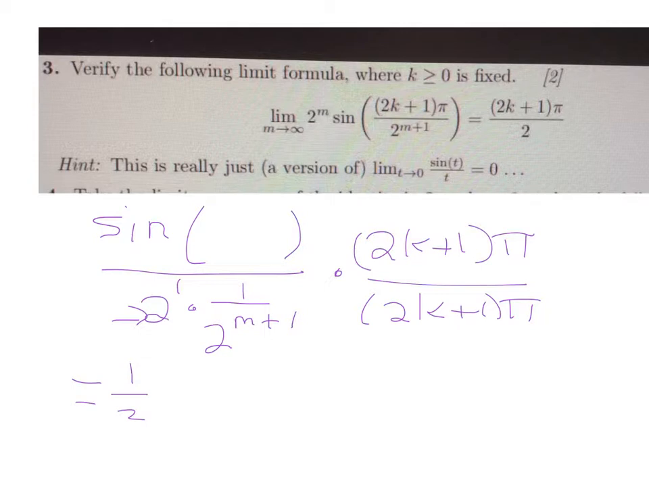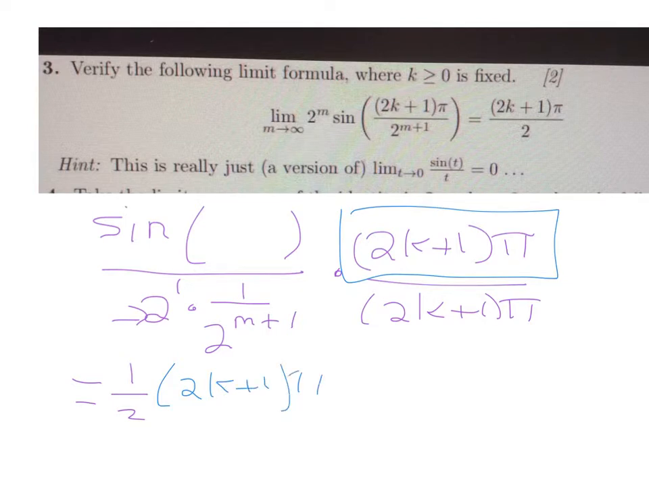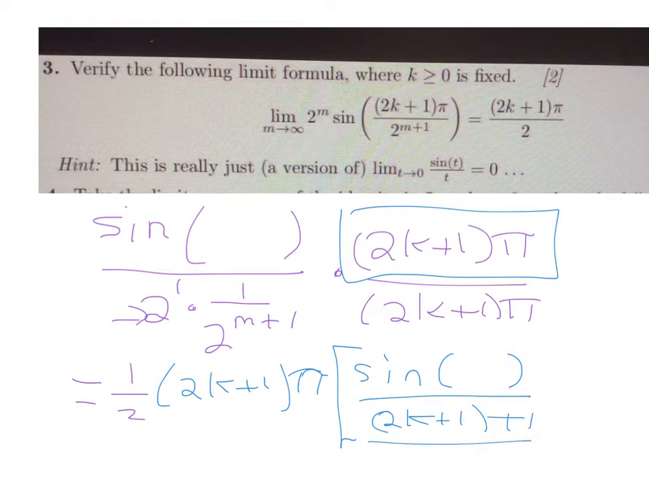And then what I've got is, I'm going to take this whole thing here and write it with the 1/2. So you can probably see where we're going here. What I've got left over is the sine of everything that's in the bracket over (2k plus 1) all times pi over 2 to the m plus 1.